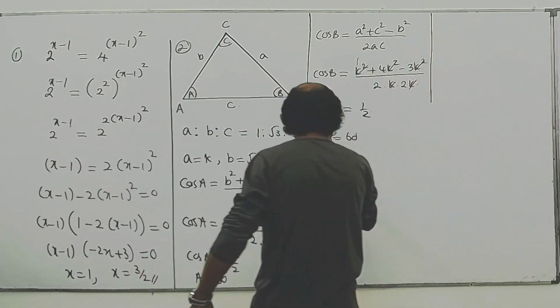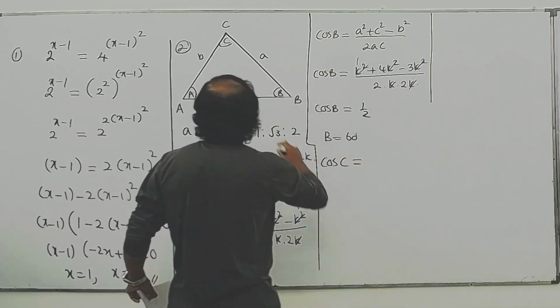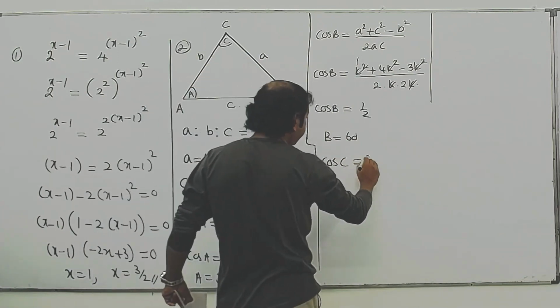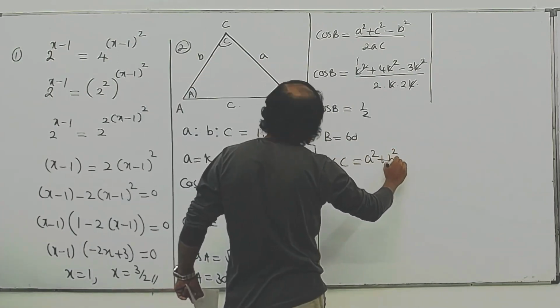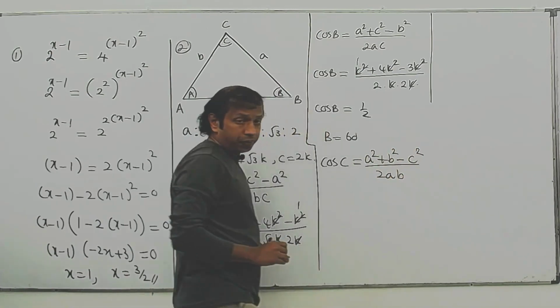We'll write cos C here. Cos C, how to write? A squared plus B squared minus C squared divided by 2AB, no? Right.